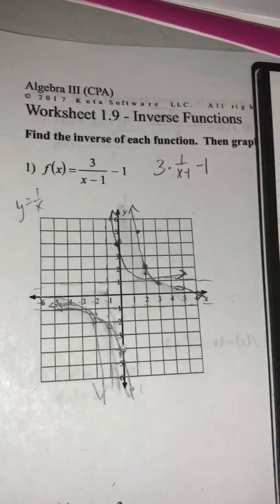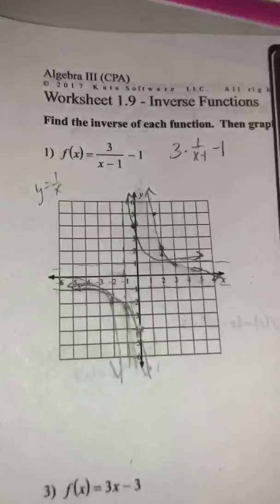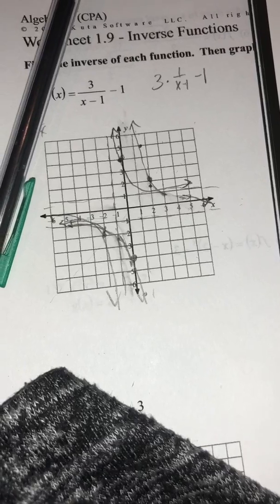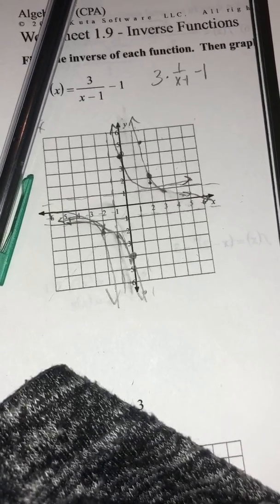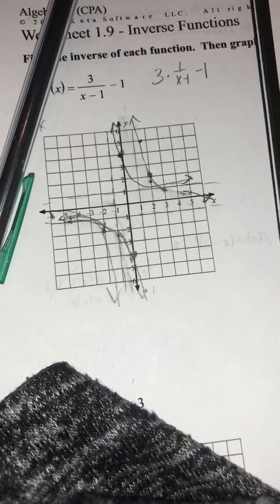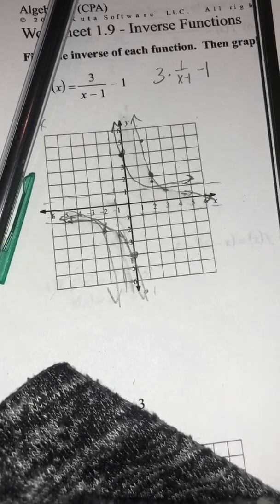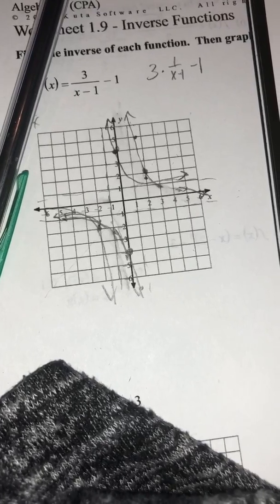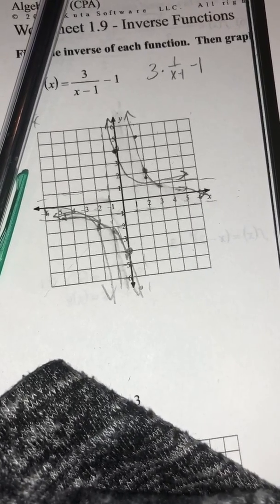There we go. Okay. My graph is not great. And I'm also trying to make this quick because the shorter I make the video, the sooner it will upload. But I just wanted to show you what the answer actually looks like. And let's see if I can find the key real quick.